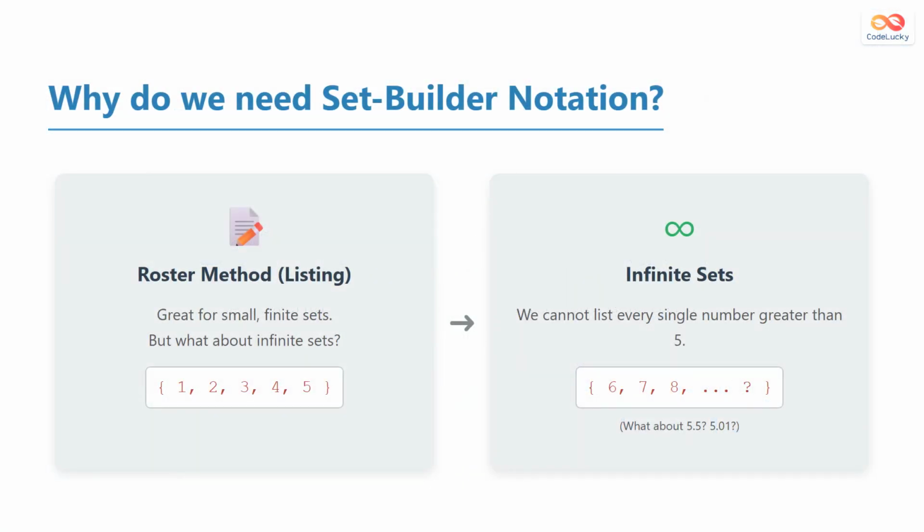First, let's understand why we need it. The roster method, or listing method, works great for small groups, like the numbers 1 through 5. But what if we need to describe an infinite set, like all numbers greater than 5? We can't list them all because the list never ends. We need a rule to describe them instead.